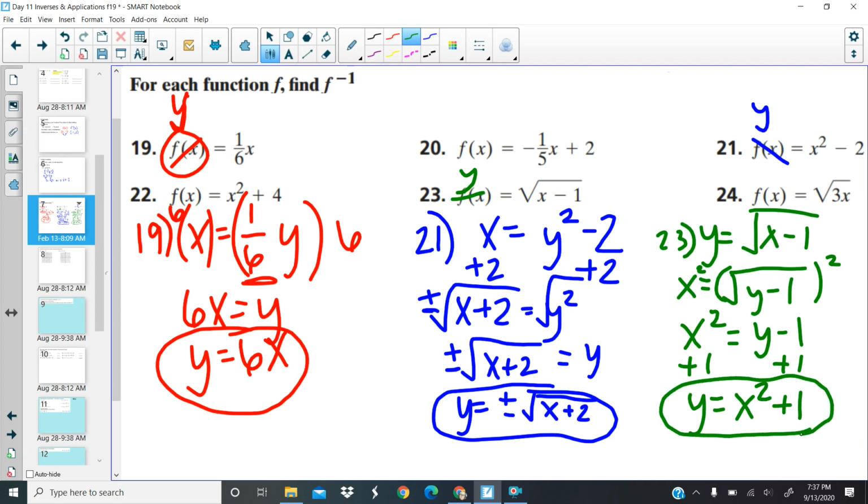And so that's really it on all of these. You're essentially just going to switch x and y and then perform operations on both sides to keep the equation balanced, and then just make sure that you get y by itself again, and that's going to be the inverse of the original function that you had.